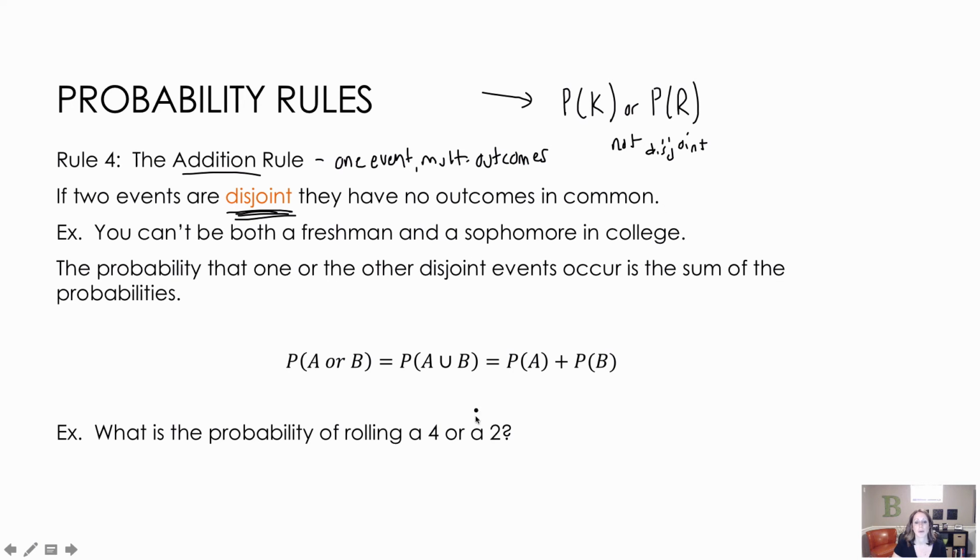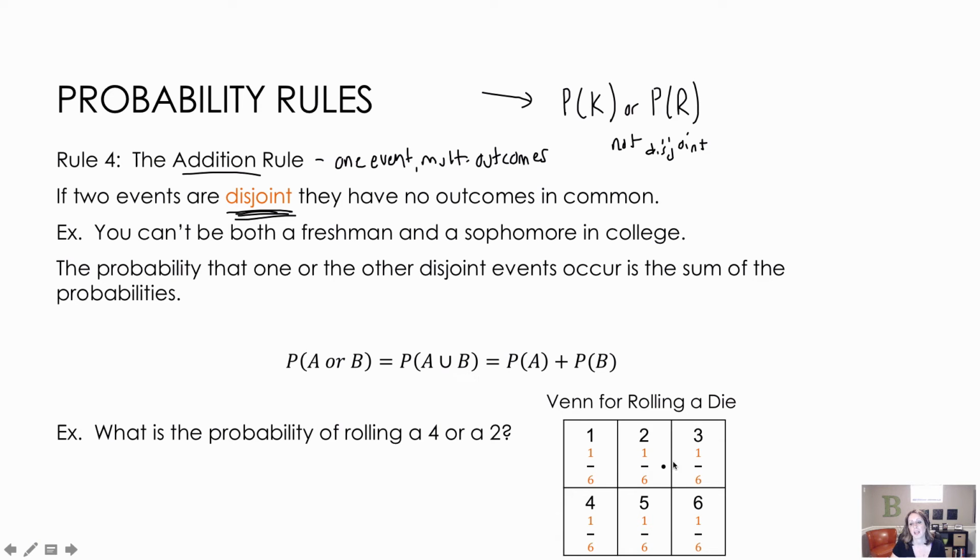For instance, what's the probability of rolling a 4 or a 2? If I do a Venn diagram, and notice this doesn't look like a Venn diagram we normally use. Normally Venns have some overlap, but here there's no overlap because I can't roll both a 4 and a 2 at the same time. So this is my Venn for rolling a die.